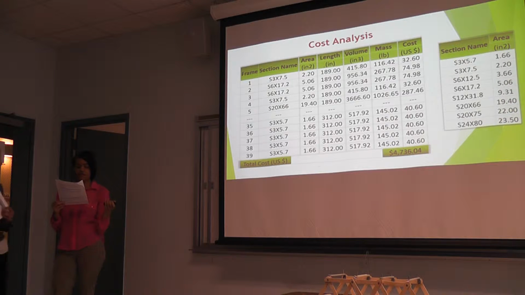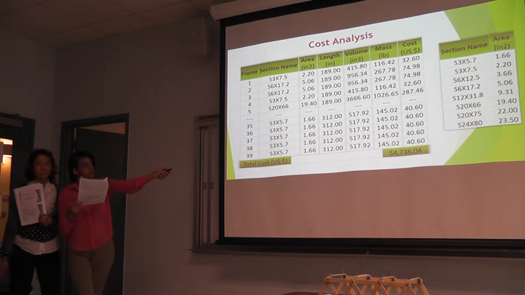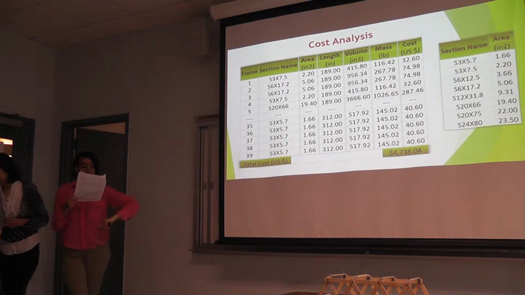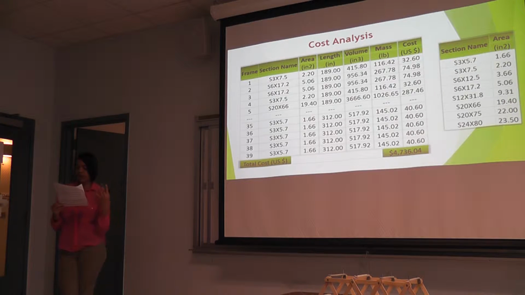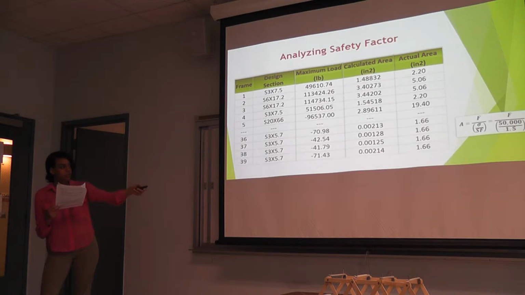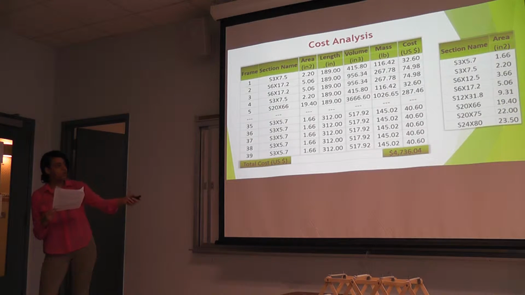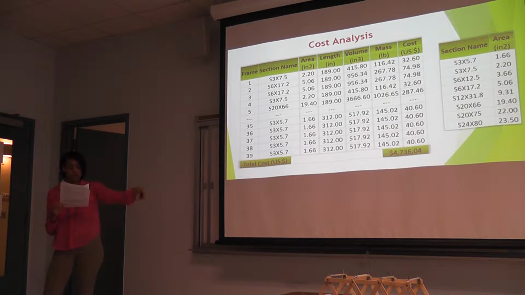Then we can calculate the volume. And since we know the density of steel, we can calculate the mass. And we know the price of steel per pound, so we can calculate the cost of each frame. And if we add up the cost of every frame, we get the cost of the bridge, which was a total of $4,736.04.